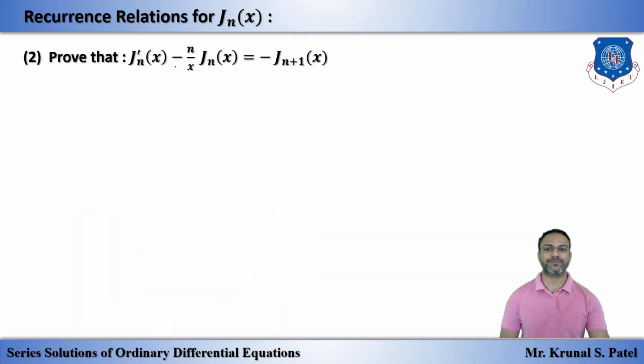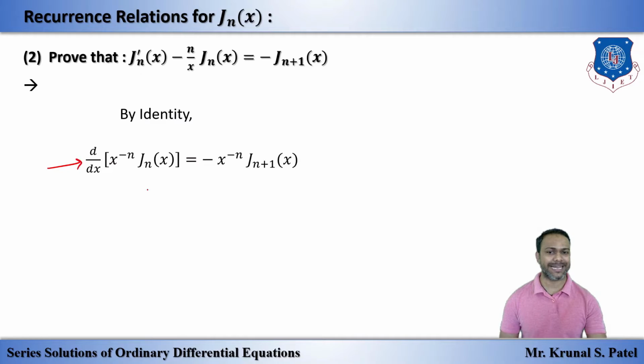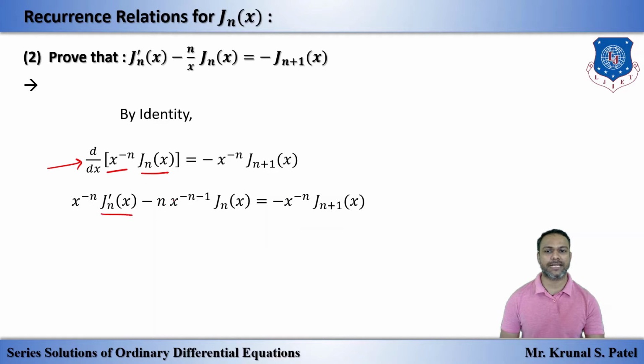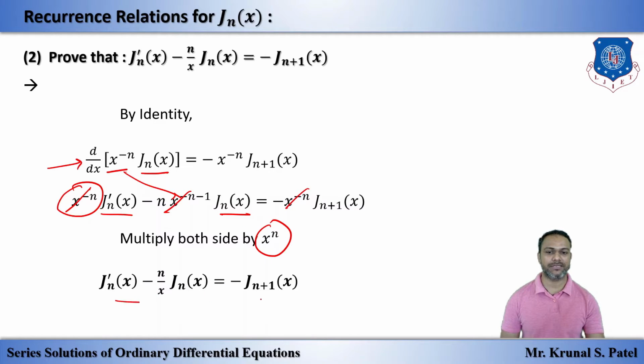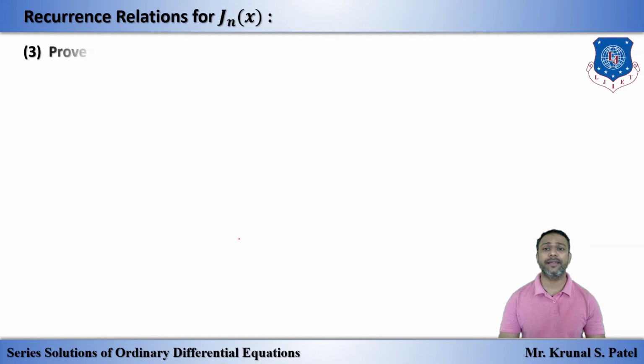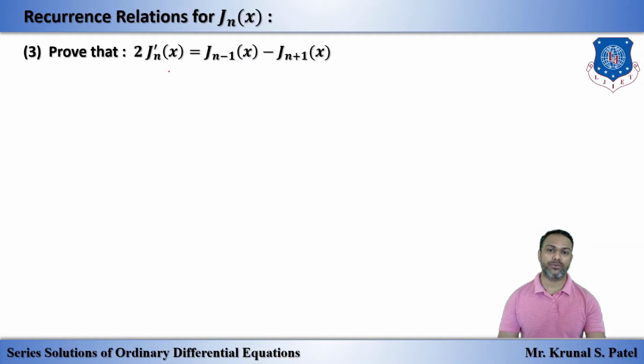Now we will use the second identity and differentiate this. First as it is, differentiation of second, second as it is, differentiation of first. Now we can multiply with x to the n. So this cancels out, this cancels out, this cancels out. So we have the answer, simple. Now we have the third proof.